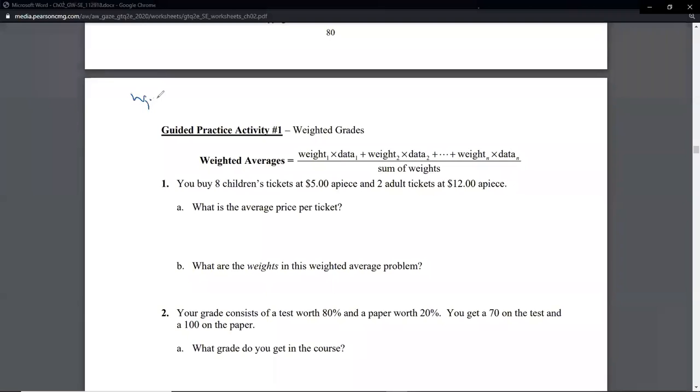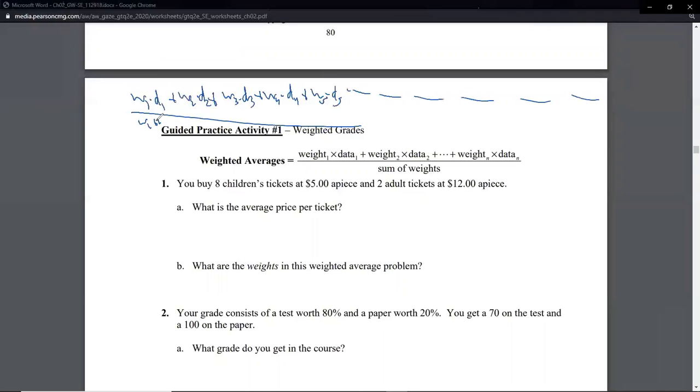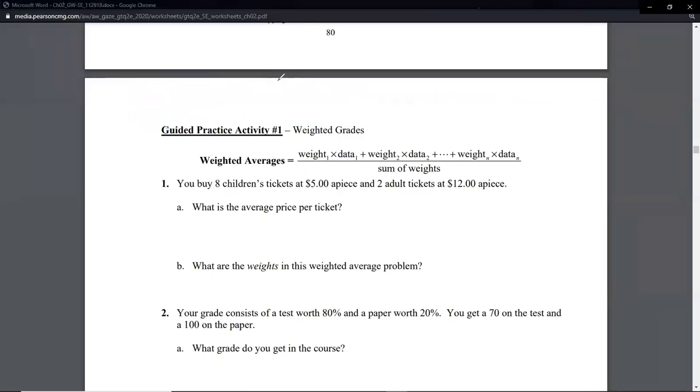It's weight 1 times data 1 plus weight 2 times data 2 plus weight 3 times data 3 plus weight 4 times data 4 plus weight 5 times data 5. I can make this formula gigantic, and then of course over the sum of the weights: weight 1 plus weight 2, etc. It's a lot better to memorize this as a concept. Conceptually, it means some product at the top, weight times data plus weight times data, until you exhaust them. That's what these little ends mean, until it's done. Then the bottom is just the sum of the weights, but you have to make sure you're adding the correct values.